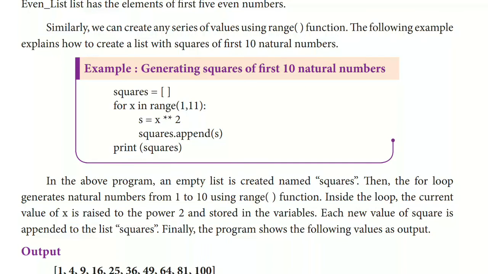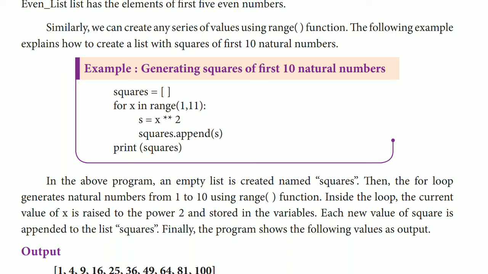You can see that square is the list name, which is equal to an empty list. So here you can see that there are no elements in the square list. In the next statement you can see for x in range 1 to 11. The step value is not given there, so it will take the values from 1 to 10 and substitute them in the x position.